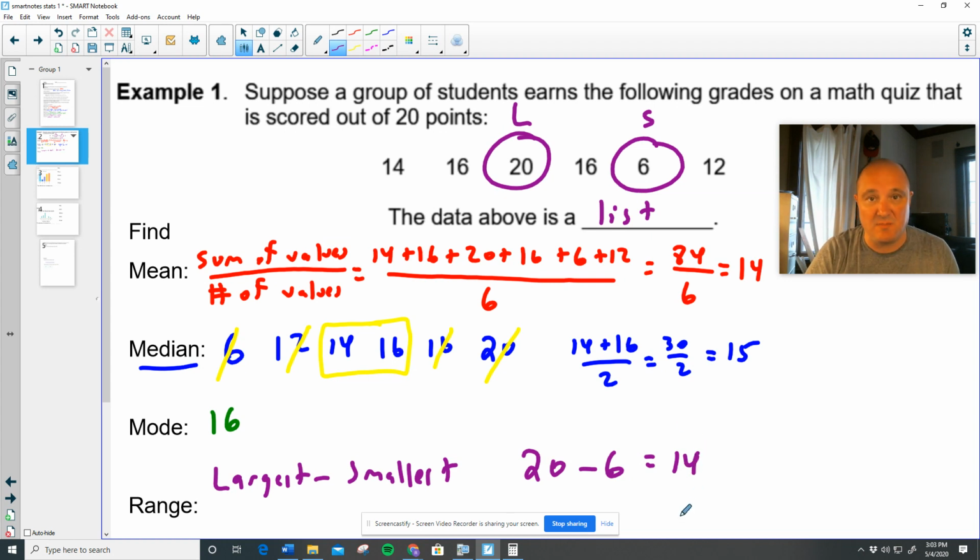The range is always going to be a positive number. It's never going to be a negative. It's always largest minus smallest. Could be 0, but it can't be negative.